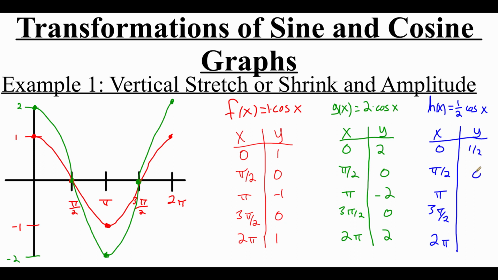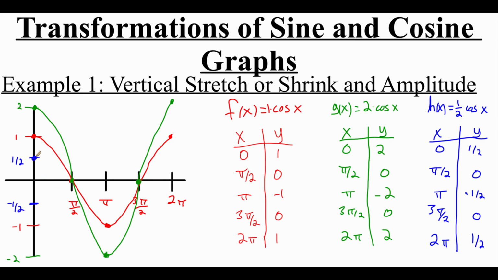1/2 times 0 is 0. 1/2 times negative 1 is negative 1/2. 1/2 times 0 is 0 again. And 1/2 times 1, we're back at 1/2. Now 1/2 is going to be about right here, and negative 1/2 I will approximate to be right there.